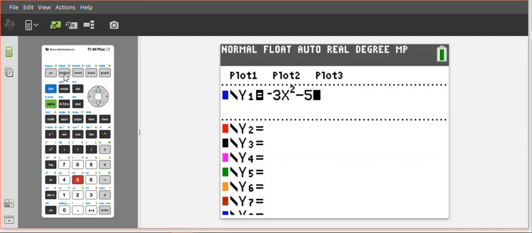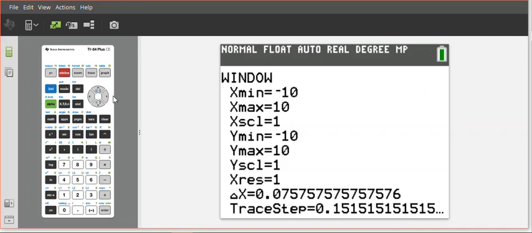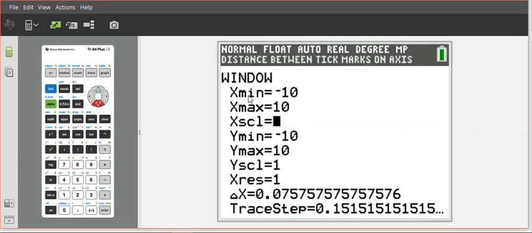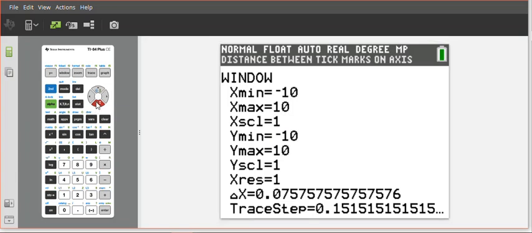There's this little window button that helps you adjust how much of the x-axis you see and what you see along the y-axis. This is the standard window. X min is the smallest x value you see and x max is the biggest x value you see. I typically go from negative 10 to 10 in the x direction, and the x scale just means how often you're putting a tick mark. I'm putting a tick mark every 1 unit, and I did the same thing for the y direction.